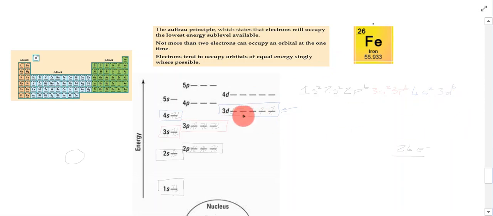We notice that these outside electrons, the outer or valence electrons, are contained within this d orbital, and that's why it's known as a d block element. So that's iron, for example, and that's what it looks like.